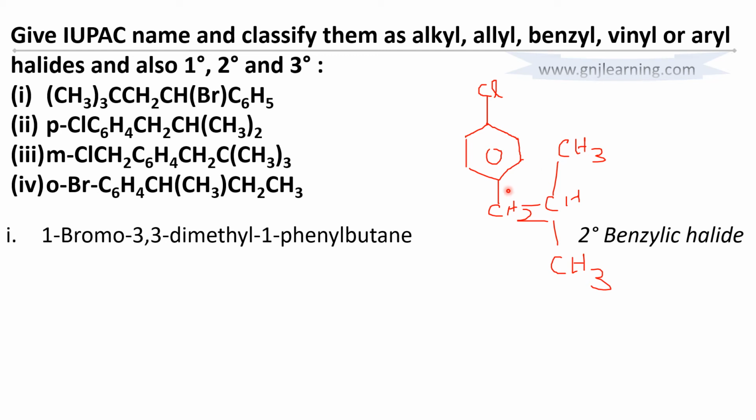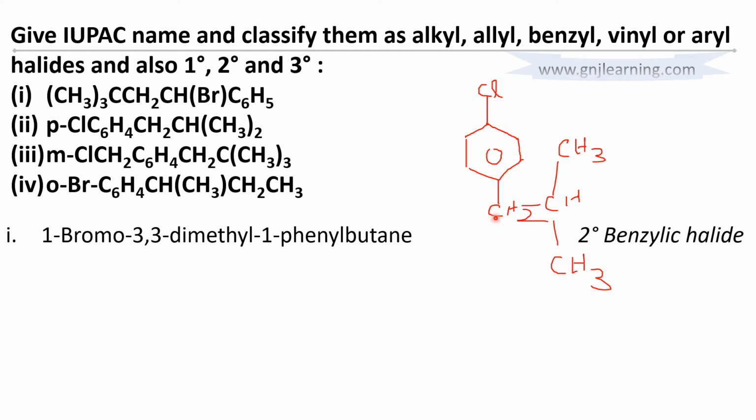So if I call this carbon atom one, we have 1-chloro-4-isobutylbenzene, isn't it? 1-chloro-4-isobutylbenzene. So let us see what's the name. 1-chloro-4-(2-methylpropyl). So they have used the IUPAC naming. Instead of this, I can also use isobutyl. This is isobutyl, or if you are naming, you can name it like this.